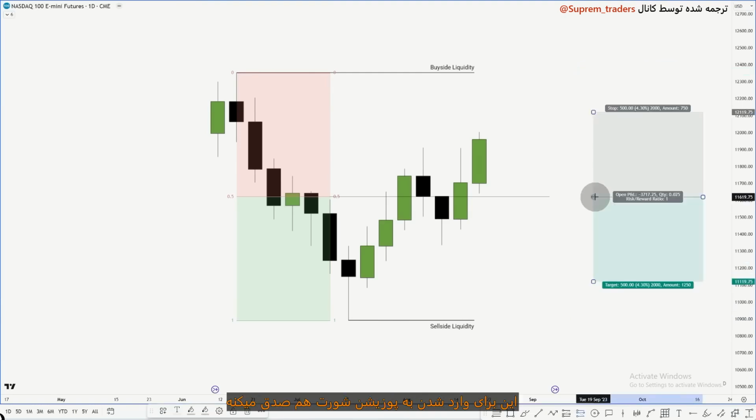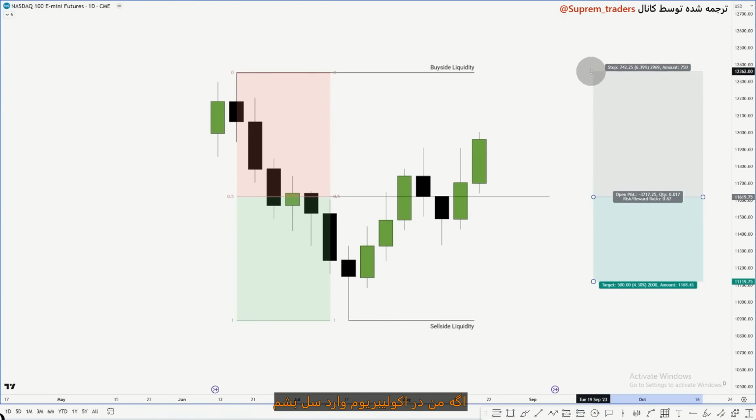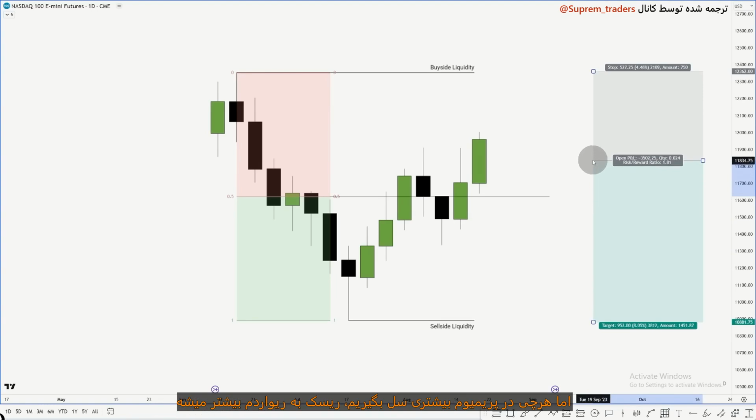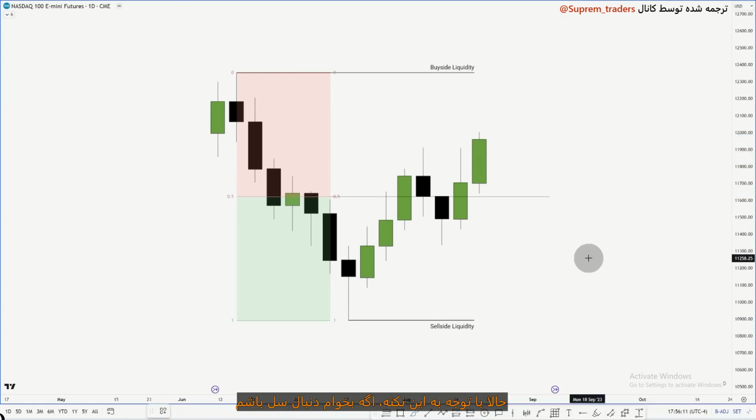The same goes for entering a short position. If I was to enter a short position at the equilibrium and put my stop on the high and my target on the low, I would have a risk to reward of 1. However, as I get deeper into premium, my risk to reward becomes greater. With that being said, if I am looking for a short position, I'm looking for PD arrays in a premium to get short. And if I'm looking for a long position, I'm looking for PD arrays at a discount to get long.